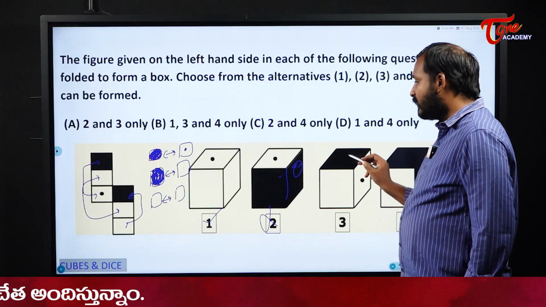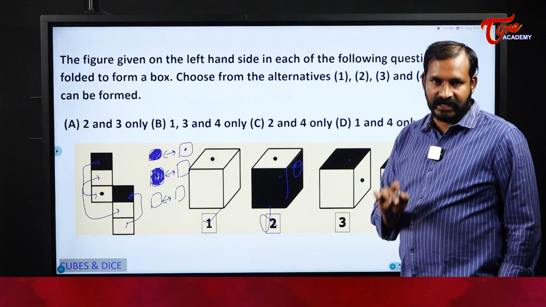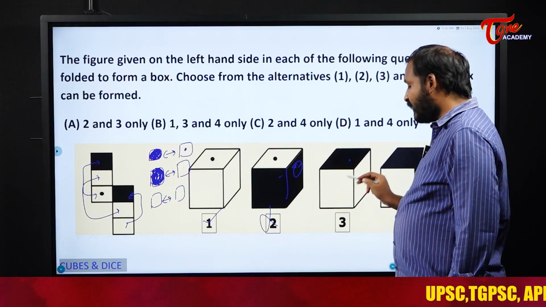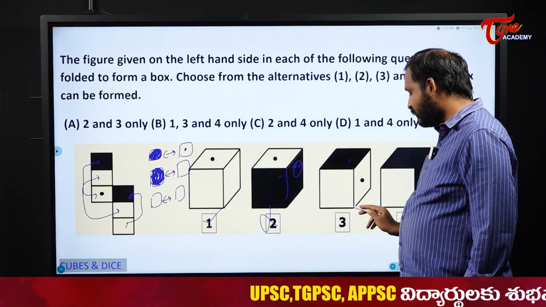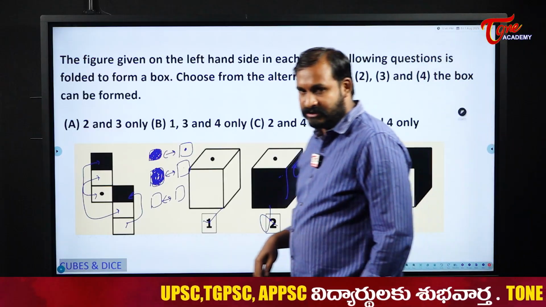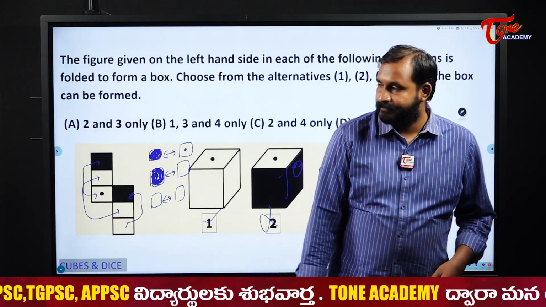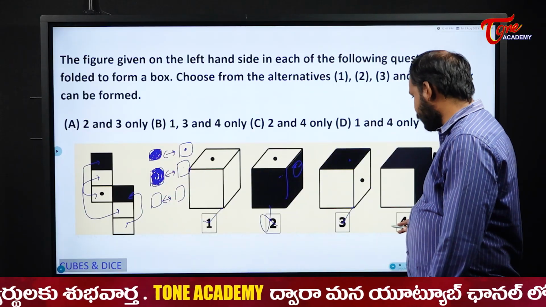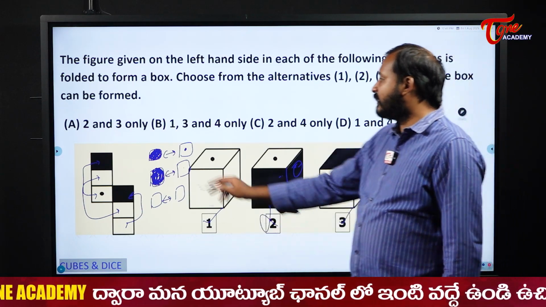Next, see here. Shaded, yes, for this opposite it can be empty. There is chance. Next dot, one more shaded is there, that may be empty. And next empty, empty and empty. There are chances, right? Next, see here, two shades and empty. There is chance? Yes, there is chance. So here our answer becomes 1, 3 and 4.